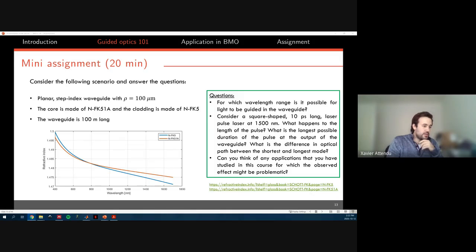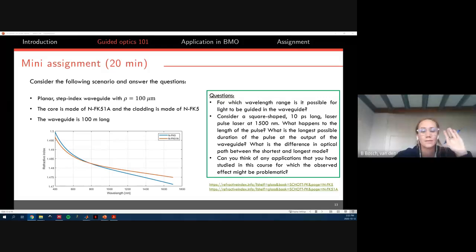B. Bosch. I'm not sure if that's a first name or last name. Yeah, it's for both. Okay. So both with a B. Anyway, I didn't really know how to solve this one.